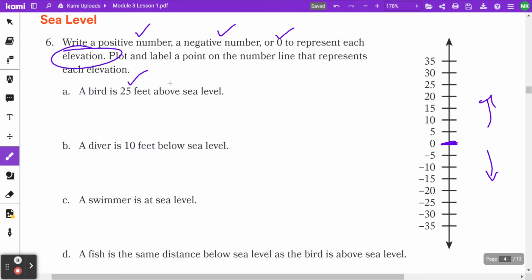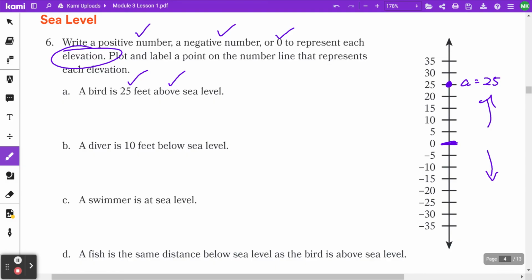So a bird is 25 feet above sea level. Well, I hope the bird's not swimming, right? Above, so it has to go above 0, way up here. That's your A, and that's going to equal 25. There you go. So 25. Plot and label. There we go. Now, if you want to put bird in there, that's fine. Bird equals, I guess you could do that too.